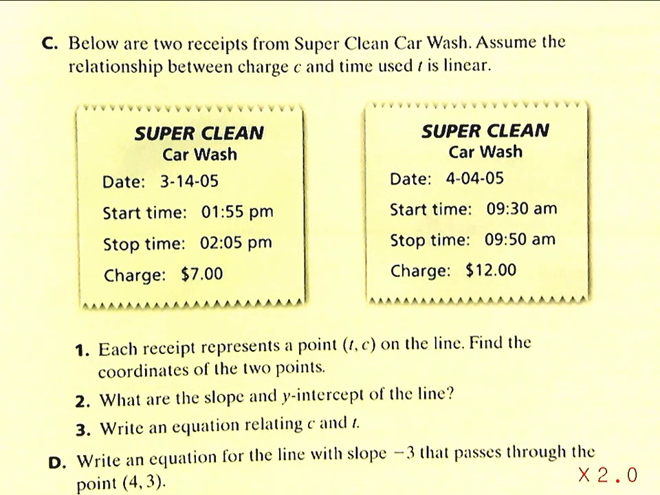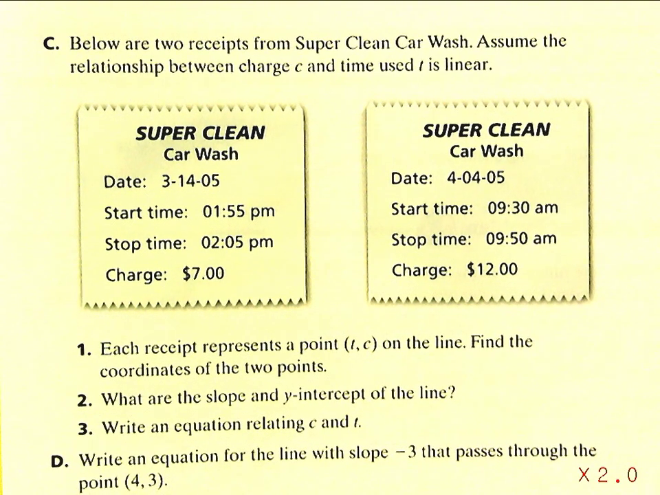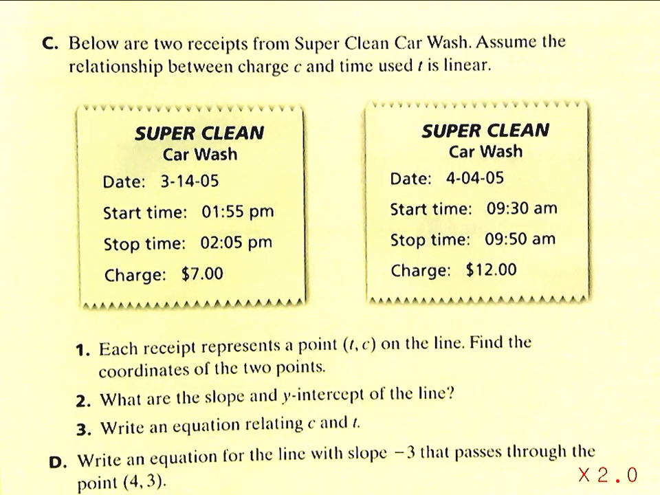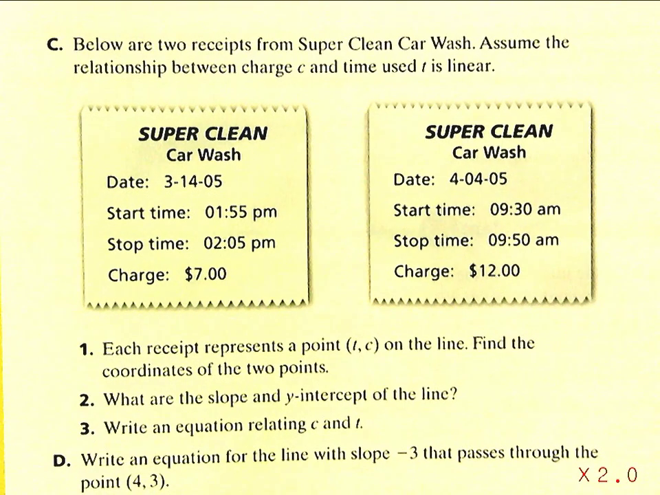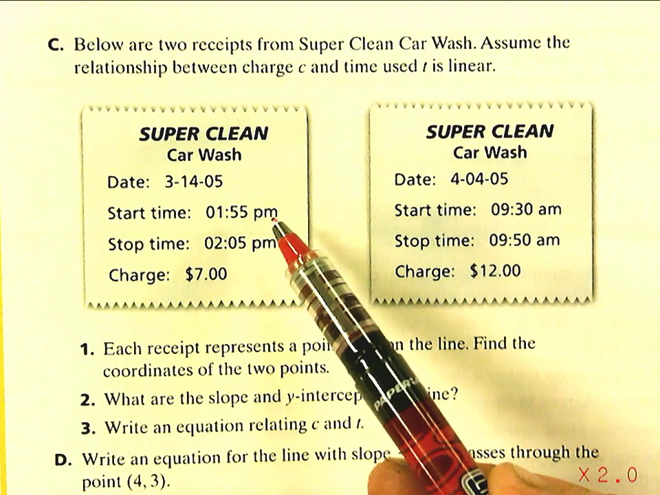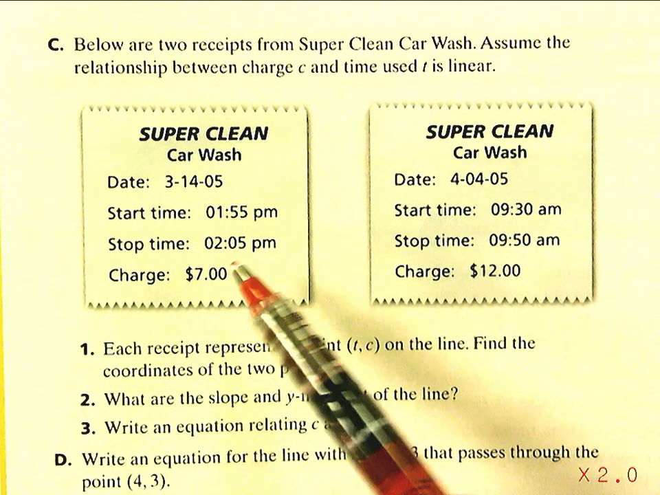So now we're looking at problem 2.2C from Thinking with Math Models. In this case, we've been looking at car washes that charge a certain amount per minute and figuring out equations. And in this case, all we have is two receipts giving us the amount of time and the charge for each of the visits.